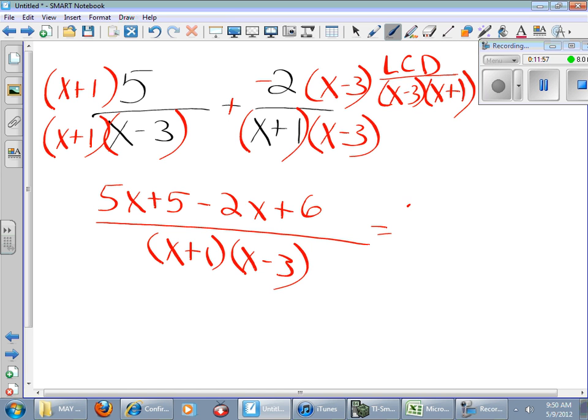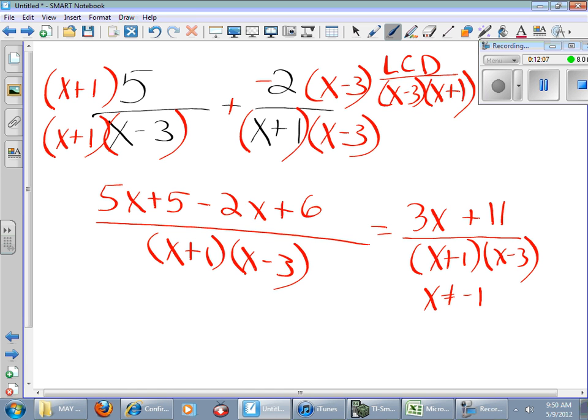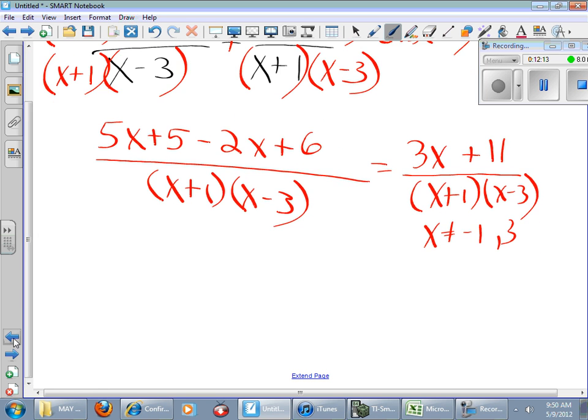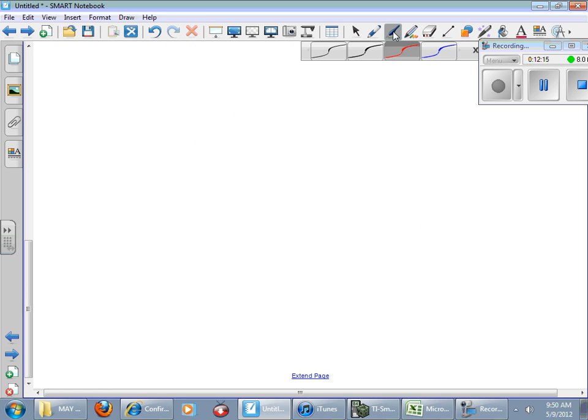And so I'm going to get a 3x plus an 11 over the quantity of x plus 1 times the quantity of x minus 3. And I know that x cannot equal negative 1 or positive 3. Okay. Now remember that sometimes you can simplify.